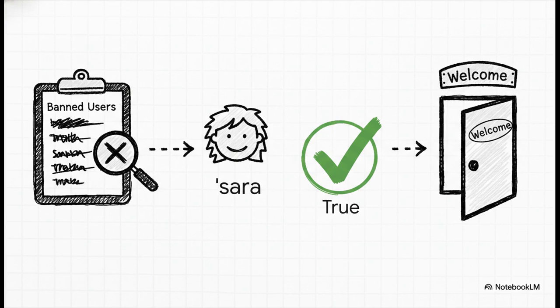And this is exactly how it figures it out, using the not in operator. The code just asks if Sarah not in banned users. Python scans the banned list, sees her name isn't on it, so the condition evaluates to true. The result? Access granted. It's such a powerful and, again, super readable way to handle things like this.